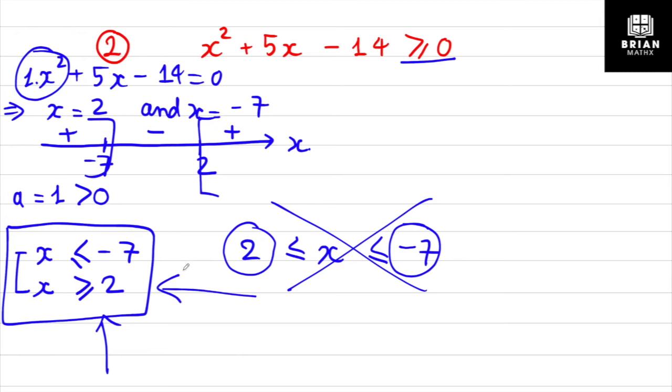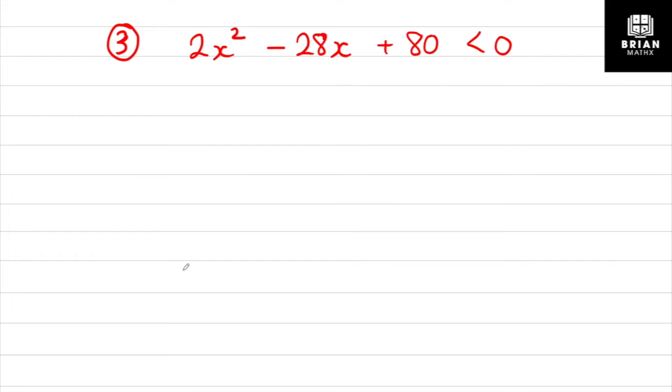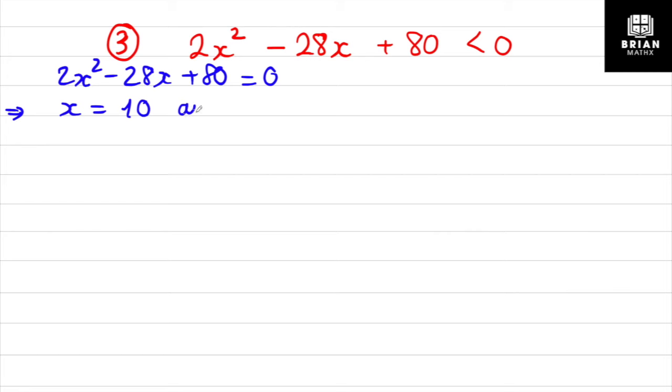Okay, this is question 2, we finished. Question 3, 2x squared minus 27x plus 80 less than 0. No equal sign in here, only less than. So you set 2x squared minus 27x plus 80 equal to 0, and you get two solutions: x equal to 10 and x equal to 4. These two numbers will divide the number line into 3 parts. And the order of the two solutions is 4 and 10.